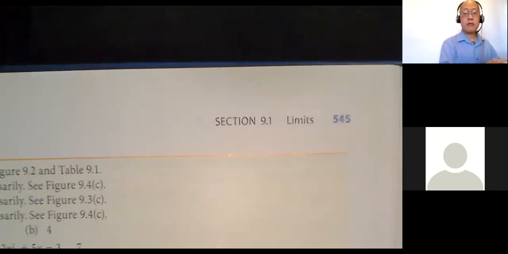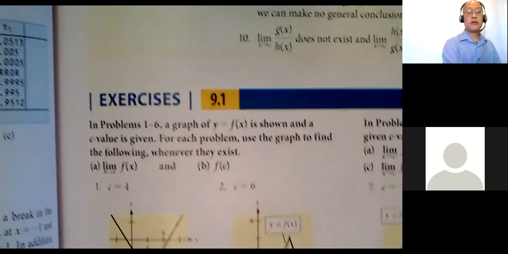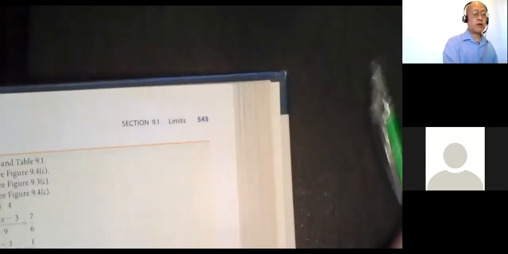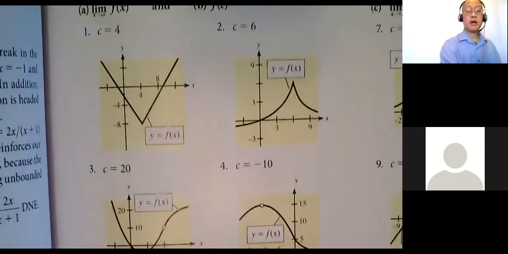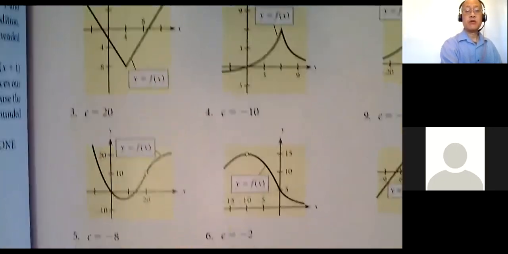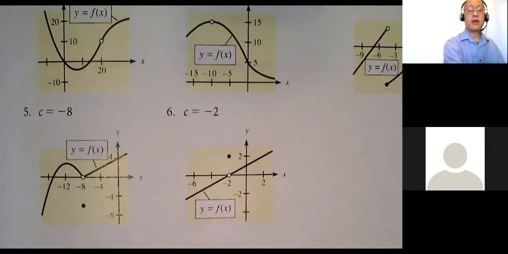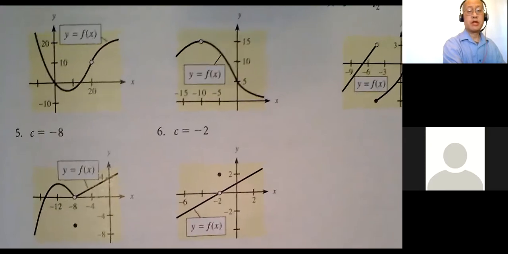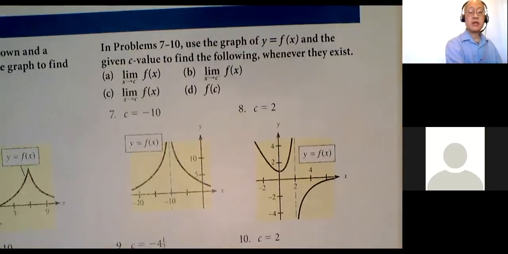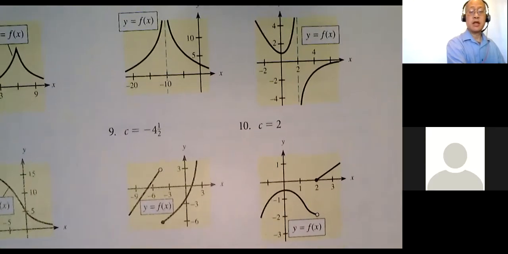So 9.1, page 545 in my book. Again, my book is the 11th edition. Show that to you, 11th edition. Okay, so they give you all these pictures. So my book, page 545. Okay, so if you never want to get the book, you just go off of mine. So problems 1, 2, 3, 4, 5, 6. I'll do the evens. They should be just like the odds. And 7, 8, 9, and 10.